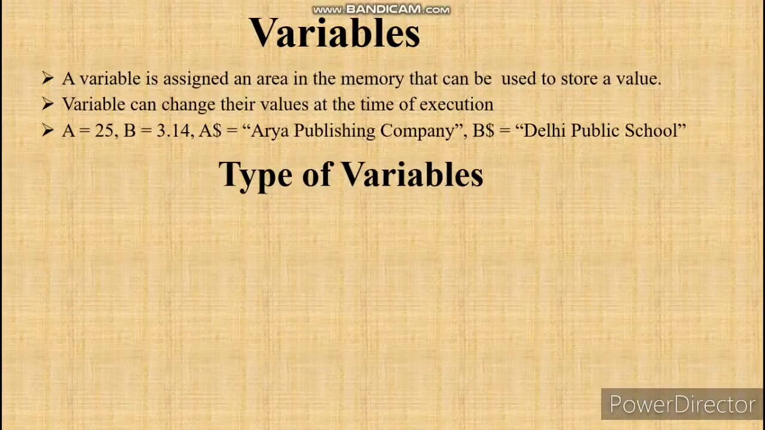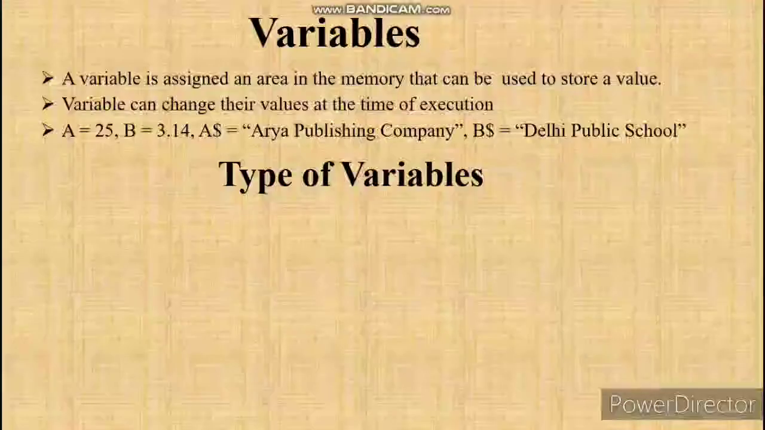Next is type of variable. A variable can be of two types.